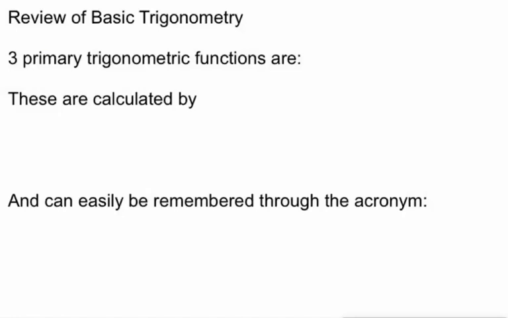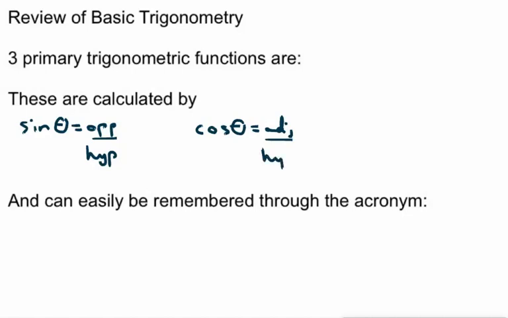So before we actually get into using the special triangles, we've got to take a look back at some grade 10 trig. We've got three primary trig functions. We've got sine of theta, opposite over hypotenuse. Cosine of theta, adjacent over hypotenuse. And tangent theta, opposite over adjacent.